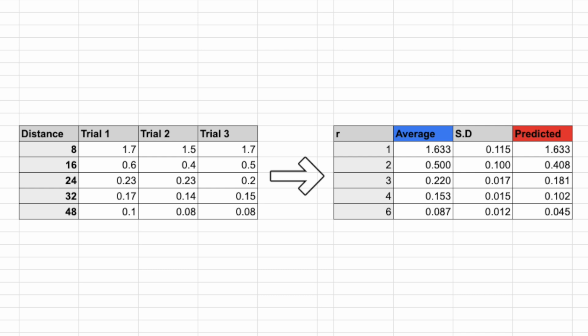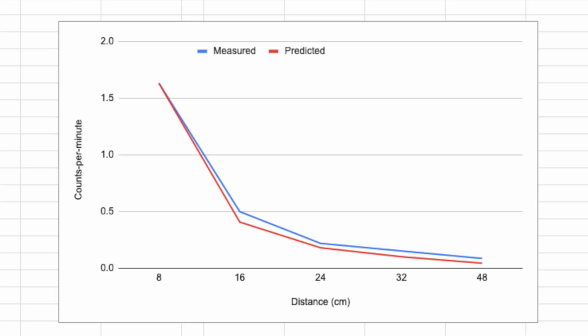So with these numbers shown on screen, we're able to create a graph that looks something like this. So all the calculations that we just did allow us to make this graph of our measured data versus our predicted data that we found using the R-squared law.